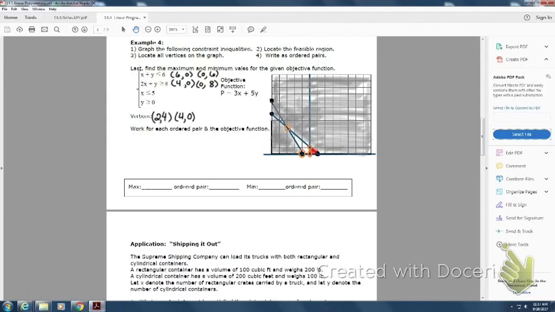Garrett, what are the other 2? 5, 0. Okay, and? 1, 1. So next is the tedious part of plugging all 4 of those into that equation.